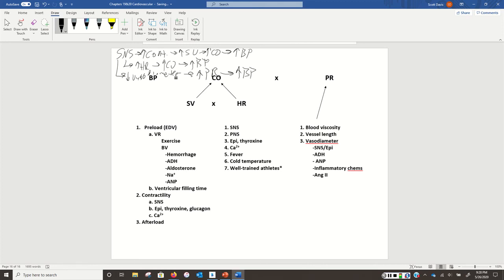When your blood pressure drops, such as when you're hemorrhaging, your sympathetic nervous system is activated. And when your sympathetic nervous system is activated, all three of these things happen simultaneously. And all three of them raise your blood pressure.